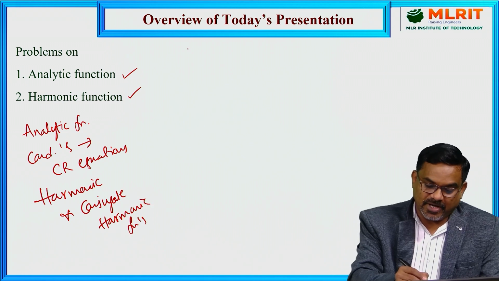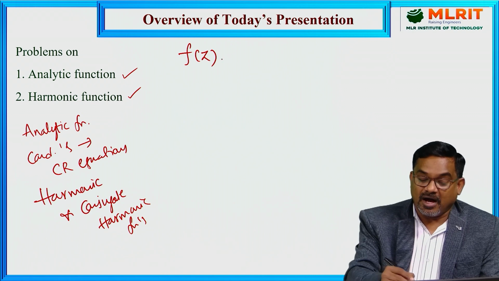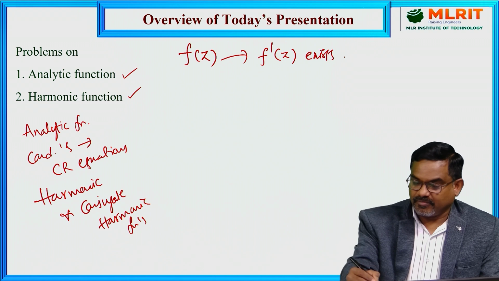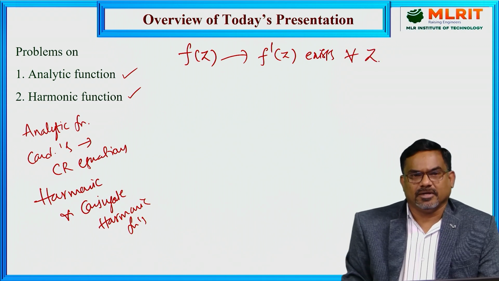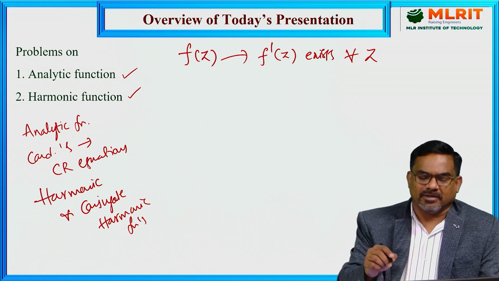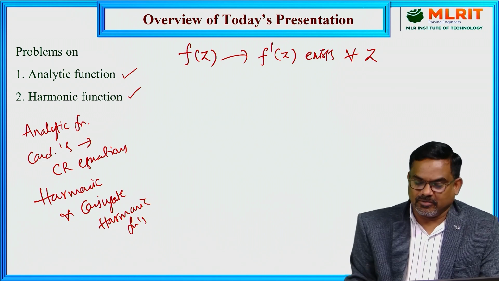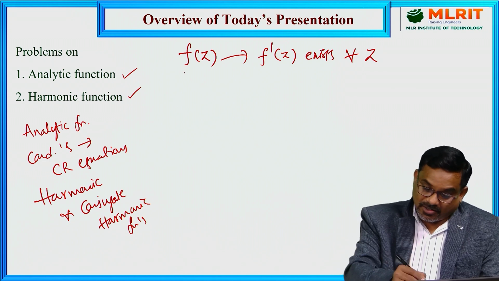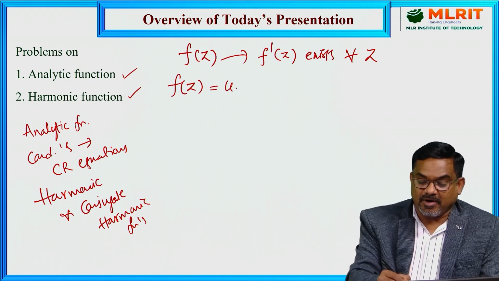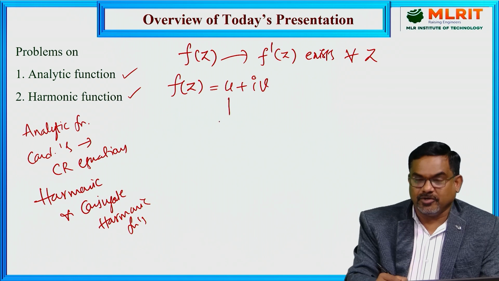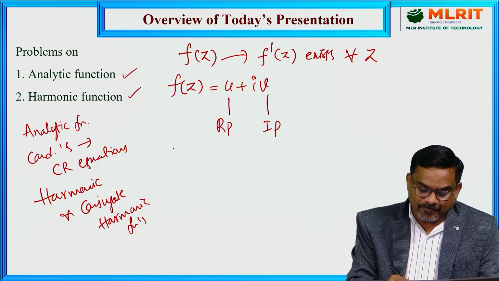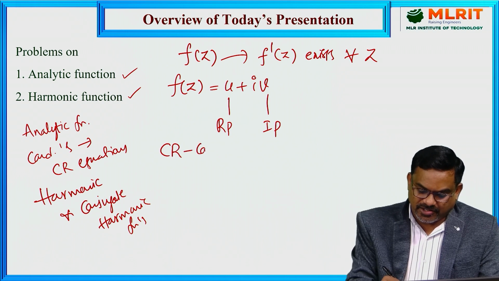For example, we have a function f of z and the derivative of f exists for all z in an epsilon neighborhood of some z naught. Then the function is said to be analytic at the point z equal to z naught. To check this, first we write the function f of z in the form of u plus iv, where u is the real part and v is the imaginary part. Now we check the CR conditions.